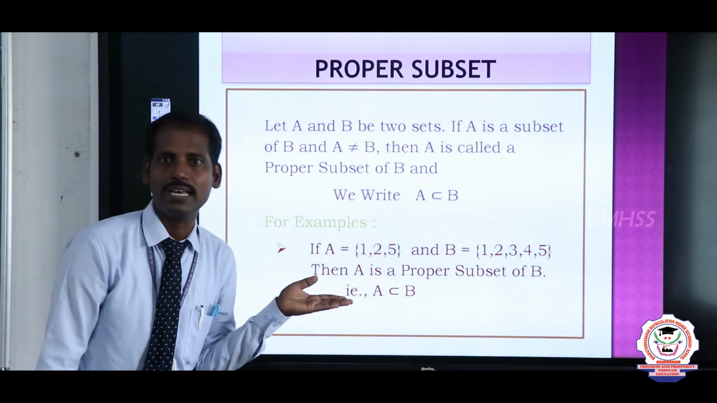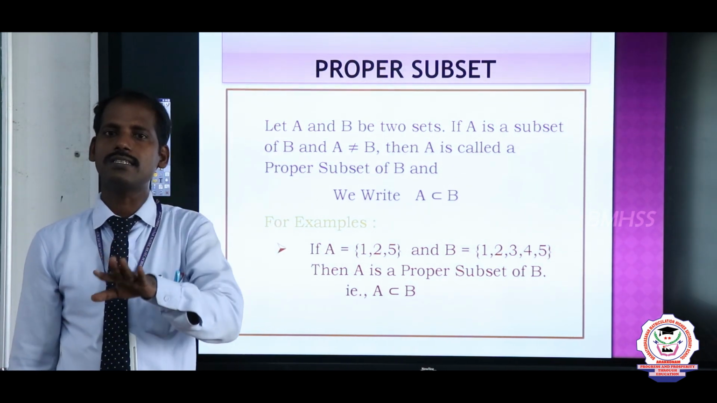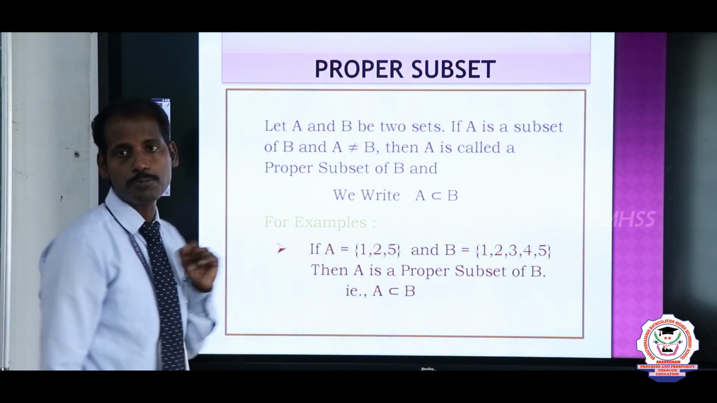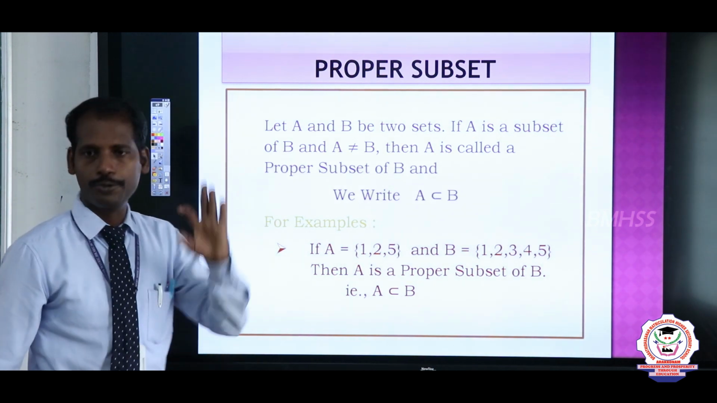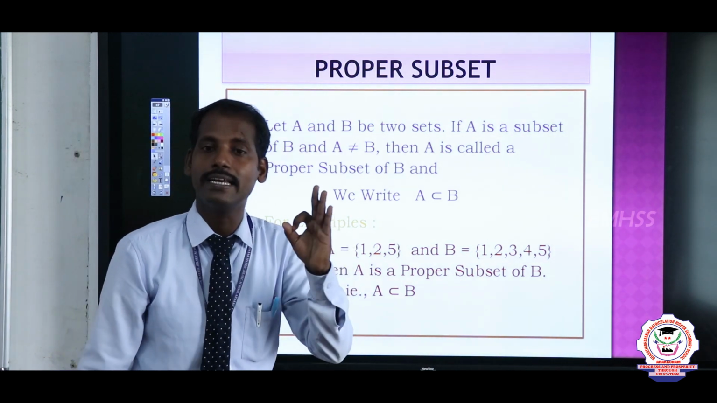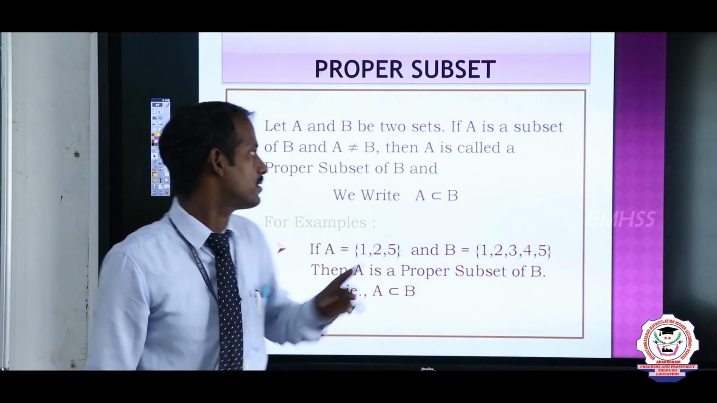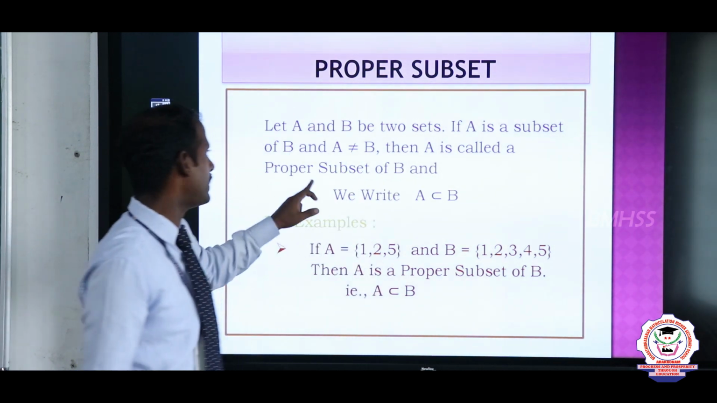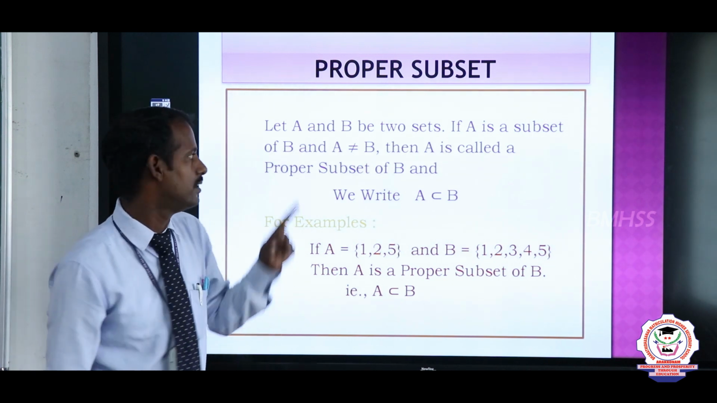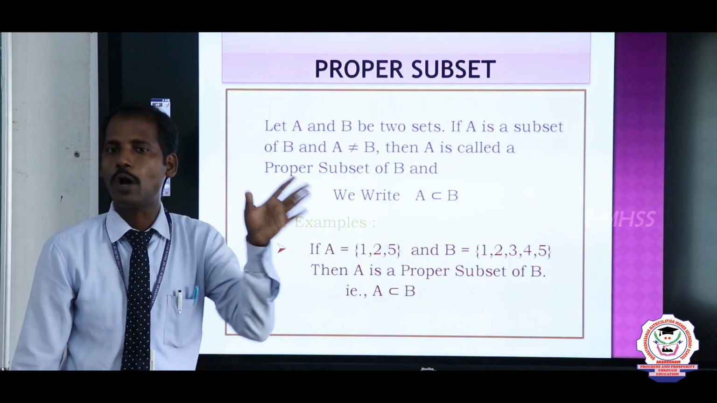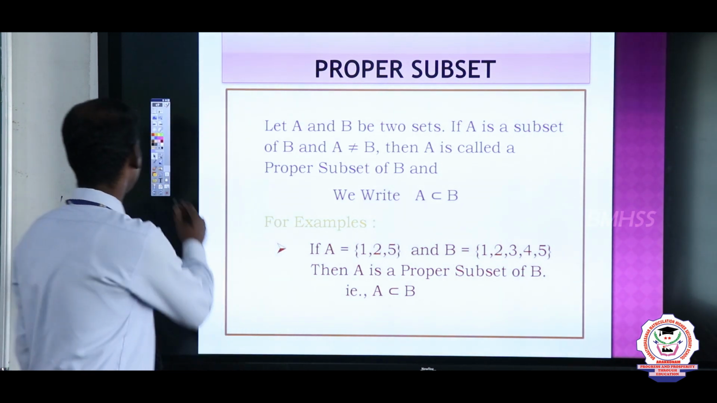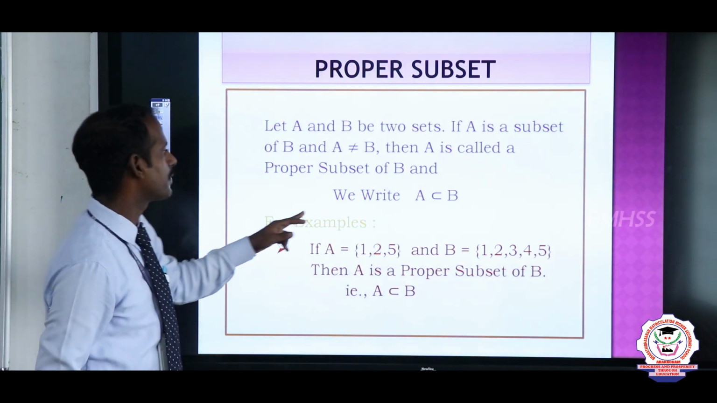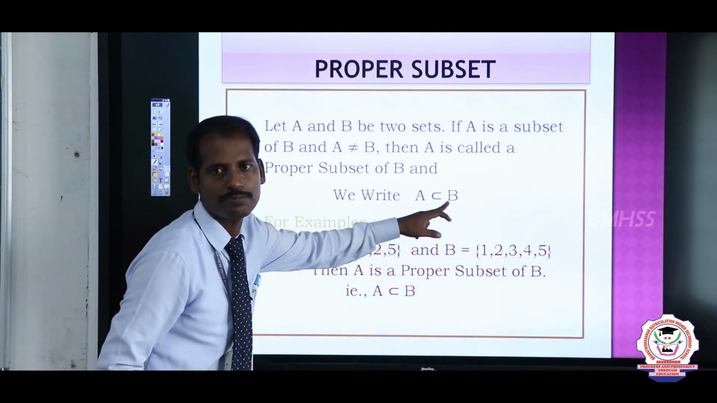Proper subset. Here another type is the proper subset. What is a proper subset? Let A and B be two sets. A must not be equal to B. Here that is a very important condition. If A is a subset of B and A is not equal to B, then A is called a proper subset of B. Here we write A ⊂ B.